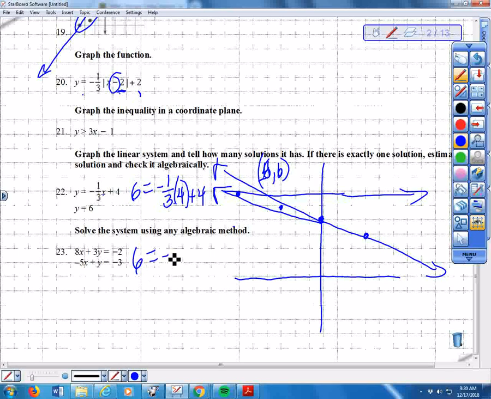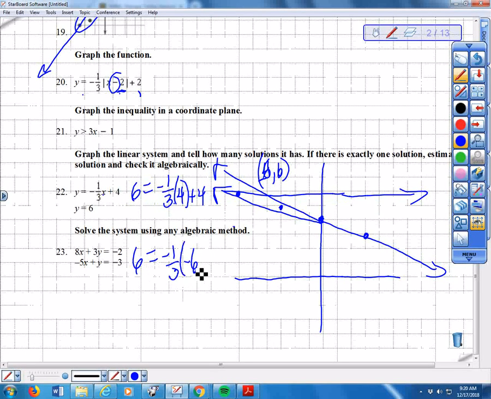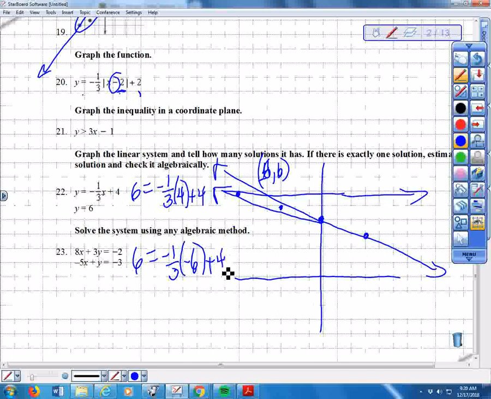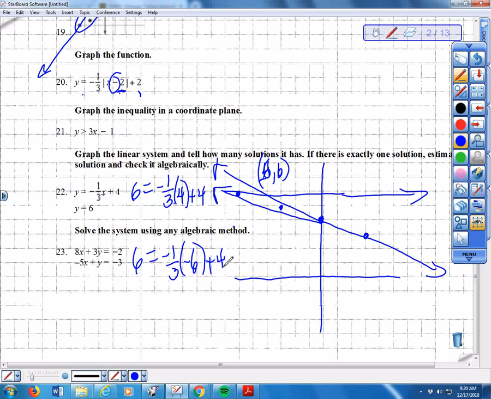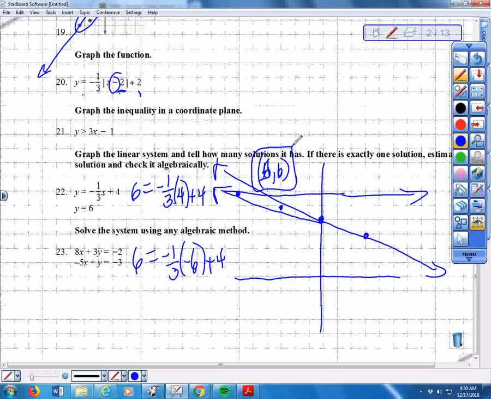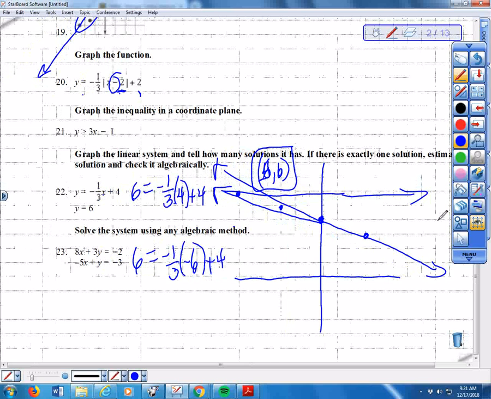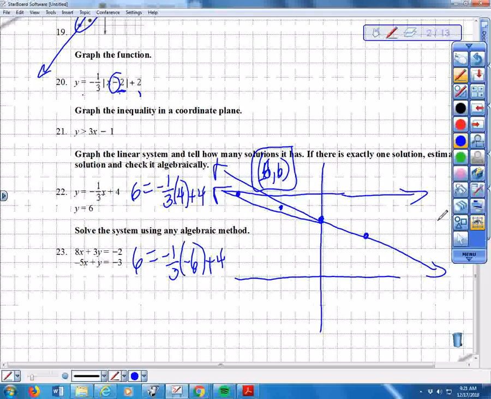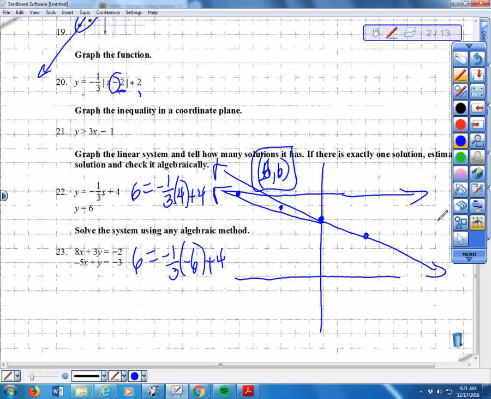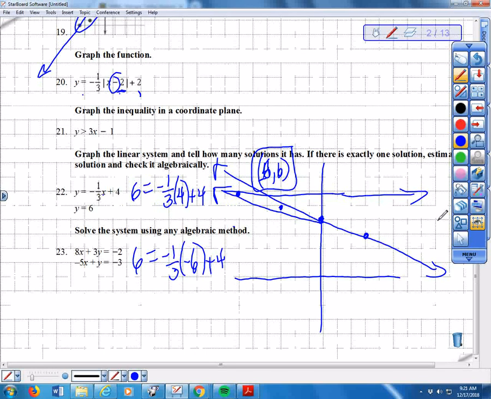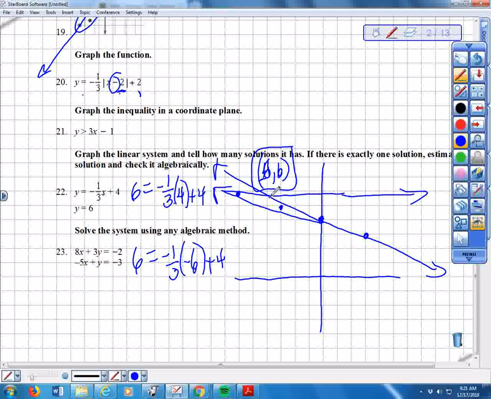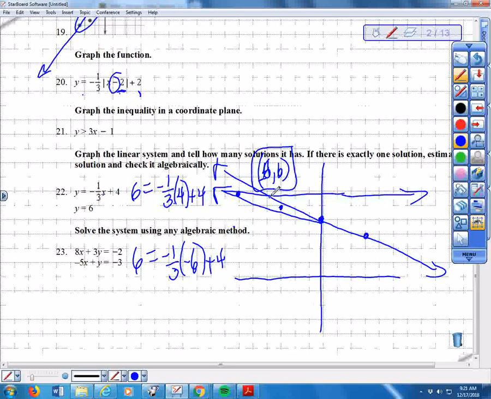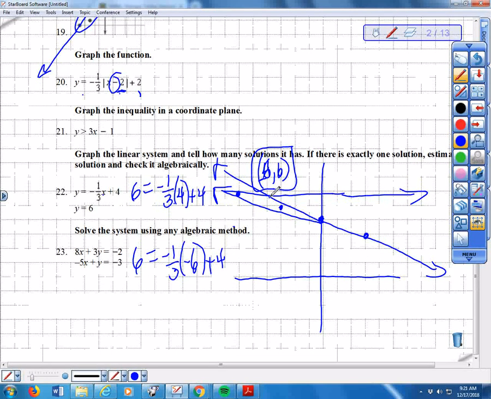6 equals negative 1/3 times negative 6 plus 4. Negative 6 divided by 3, negative 3, is positive 2, plus 4 is 6. So this is my solution. It says if there's exactly one solution, estimate it, and then check it algebraically, which is what I just did. So you can see the problem you run into if your graph's not perfect, if you don't use a ruler, right? And so you always need to check it. My graph looked approximately negative 4, 6, but when I checked it, it wasn't true. So I had to go back and look at my graph again.